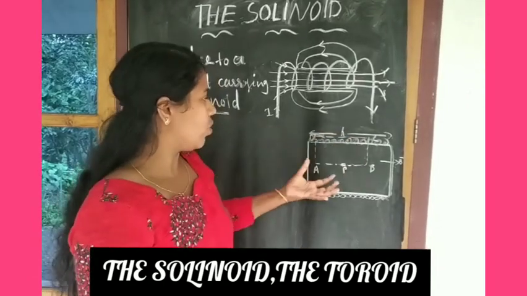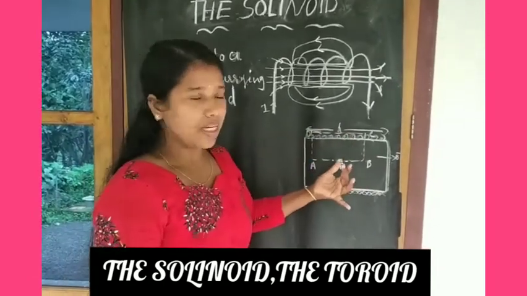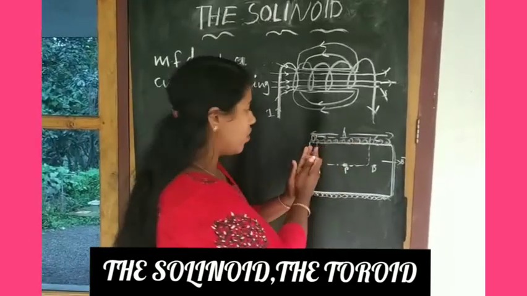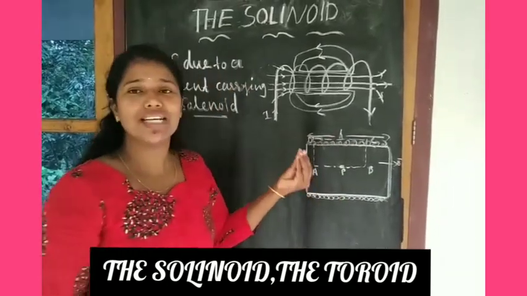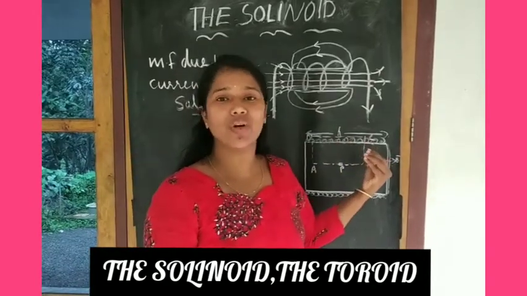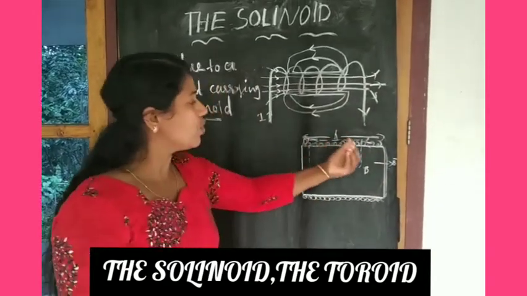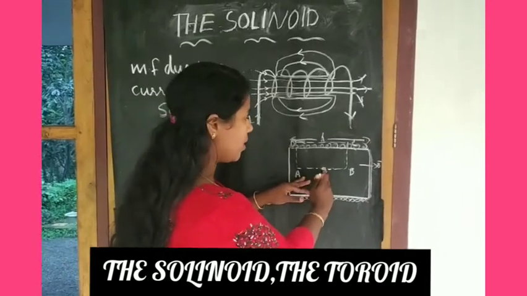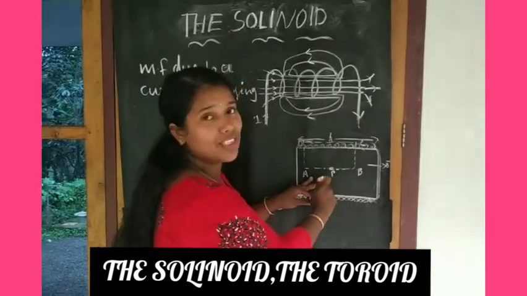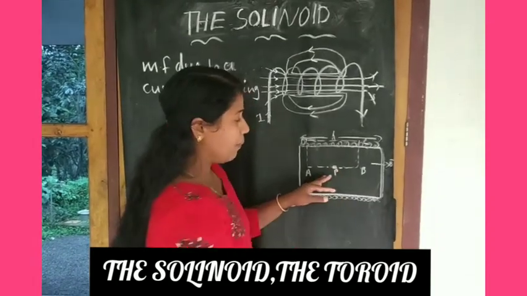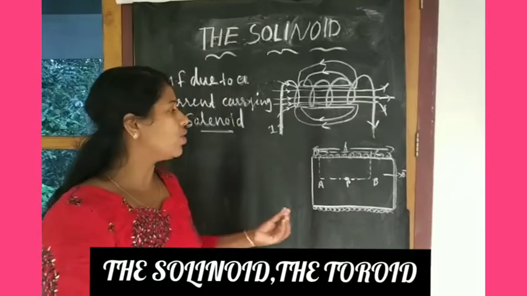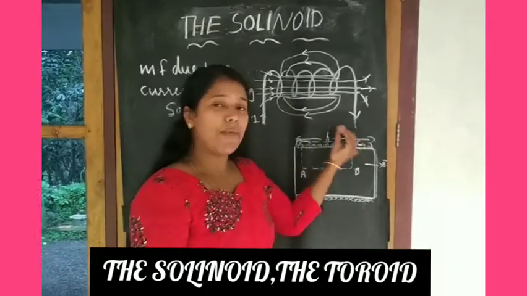Consider a rectangular loop. First we consider the solenoid, which has n number of turns per unit length. Then we consider one rectangular loop passing through a point P. That loop is ABCD. Then we have to calculate this magnetic field.